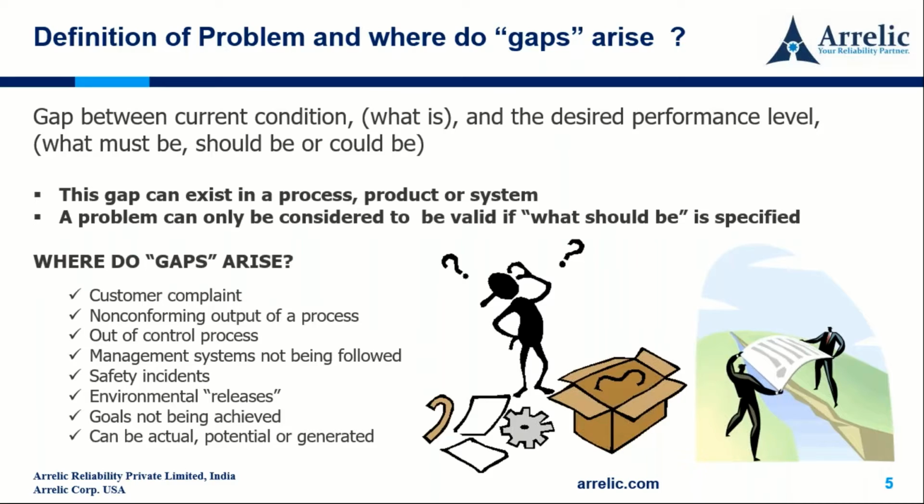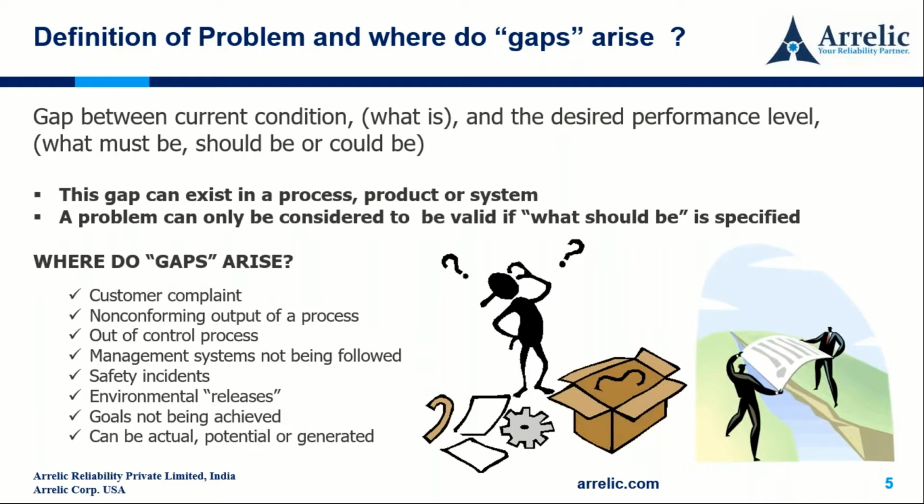Definition of problem and where do gaps arise. Gap between current condition, the as is, and the desired performance level, what must be or should be or could be. This gap can exist in a process, product, or system. A problem can only be considered to be valid if what should be is specified. You have to know what you want to achieve.